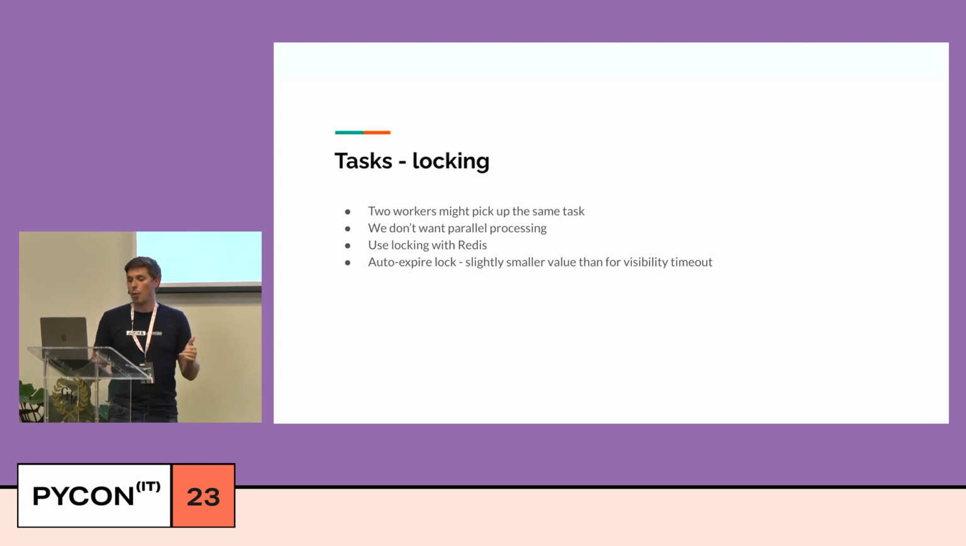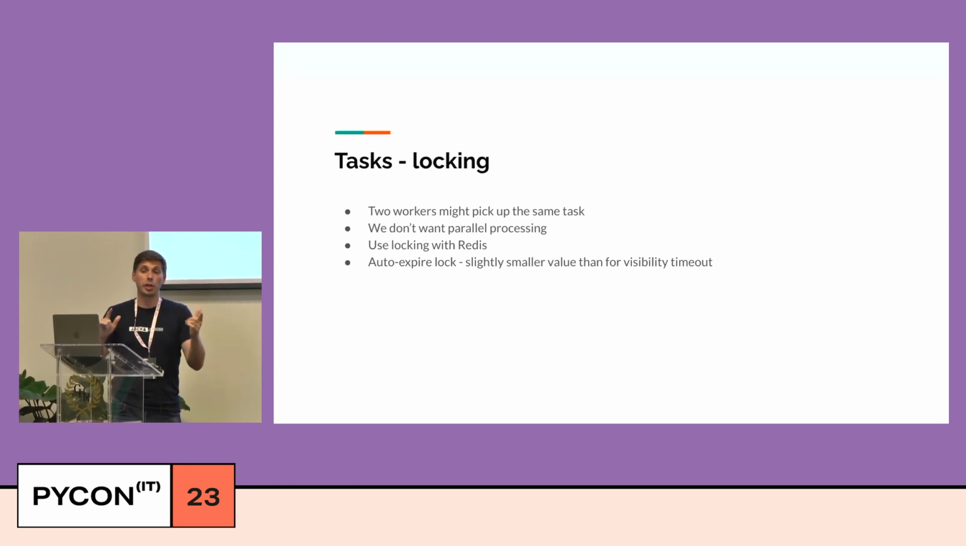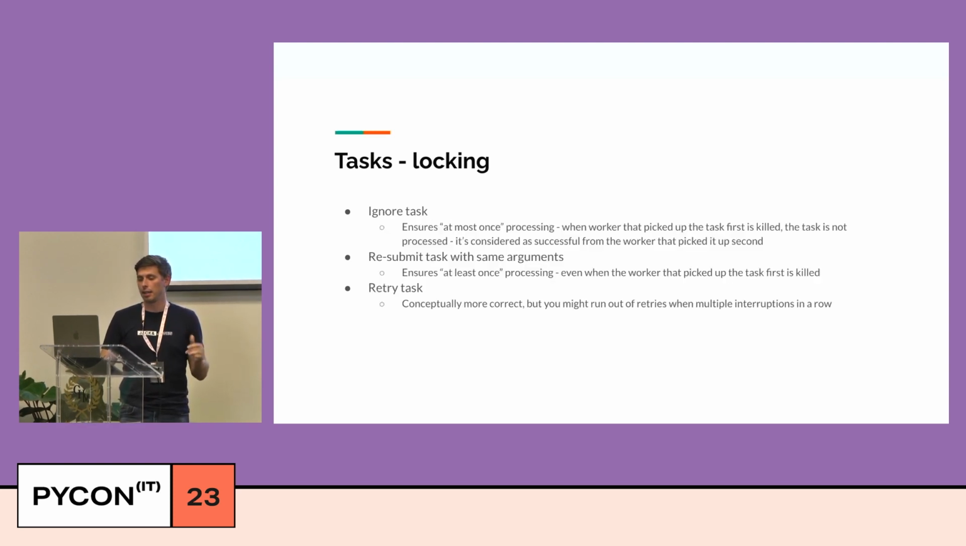The last thing I wanted to mention is task locking. We don't want two workers to pick up the same task. So we can use locking with Redis to make sure that we avoid that. If we cannot acquire a lock, we can ignore the task. This is also described in the Celery official documentation.